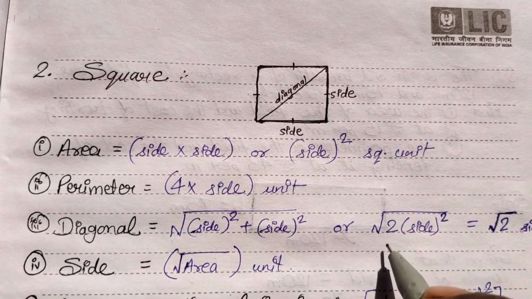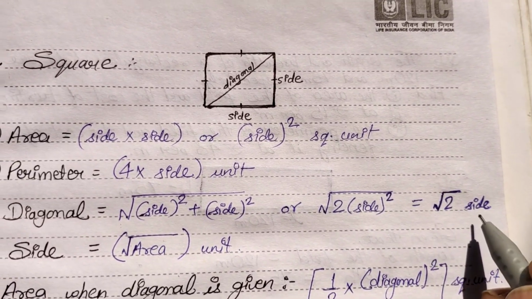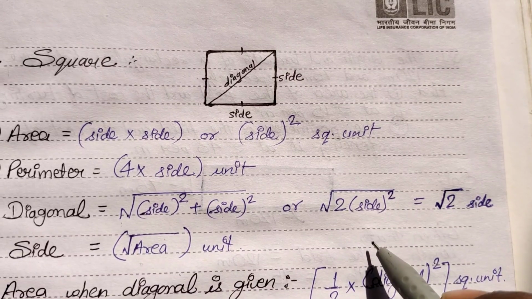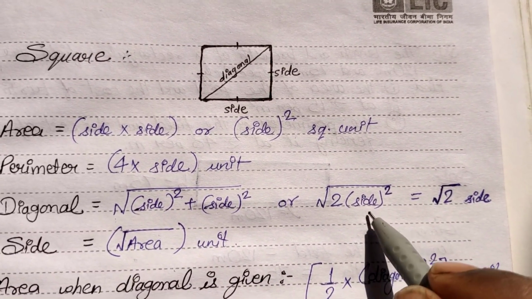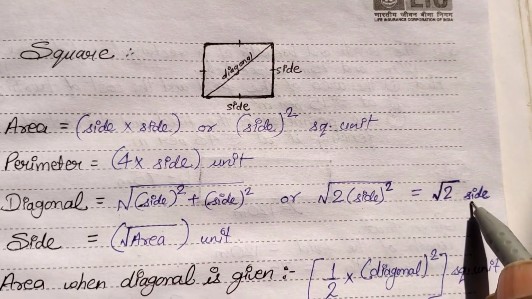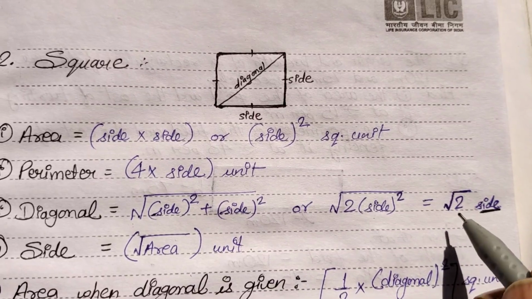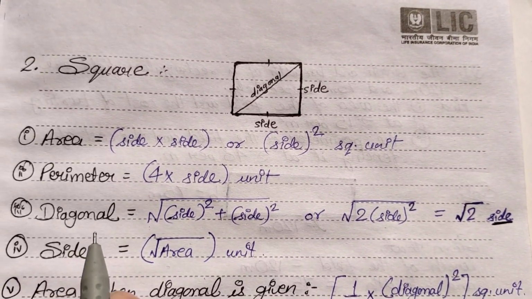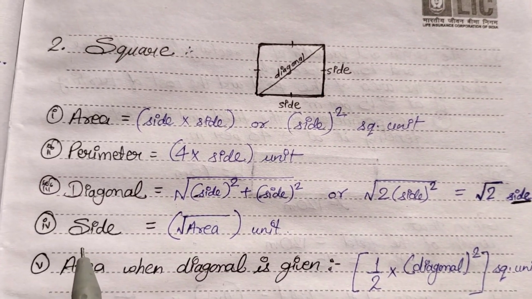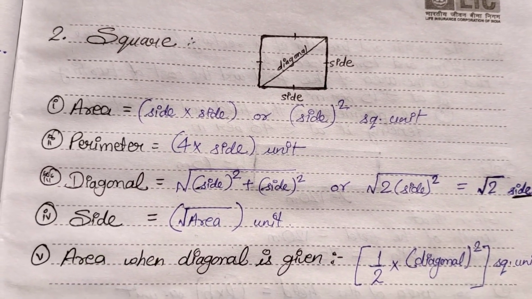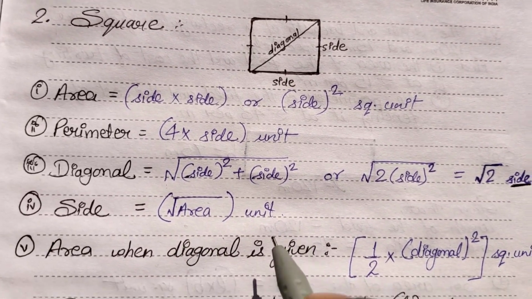Or we can say that under root 2 side square, or under root 2 side, because we have to pull out one side from the pair. We get the side, and in the root we have 2. So the diagonal of a square is root 2 into side. Now if we want to find the side, it goes as under root area unit.